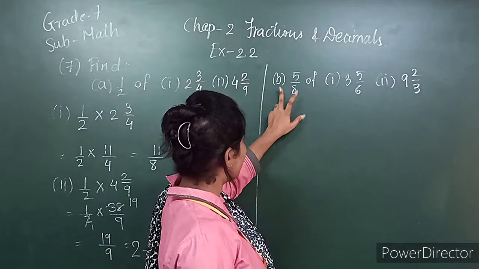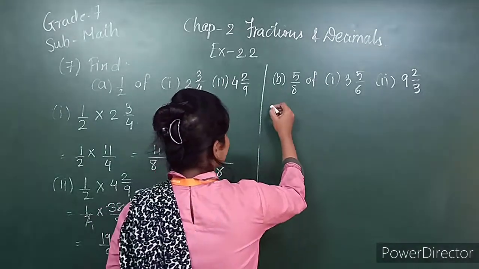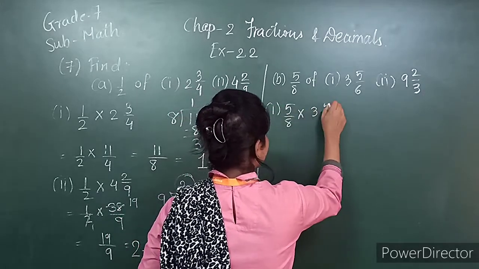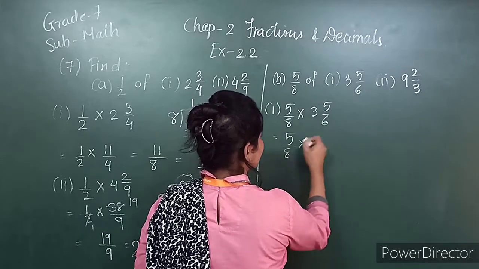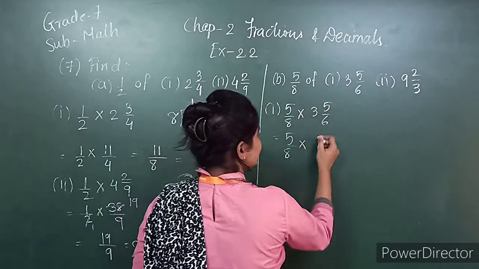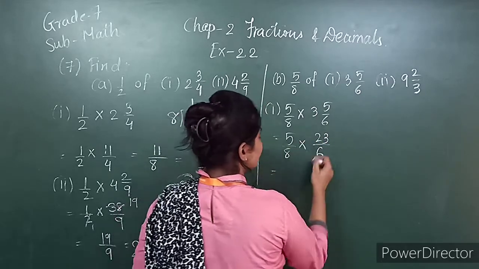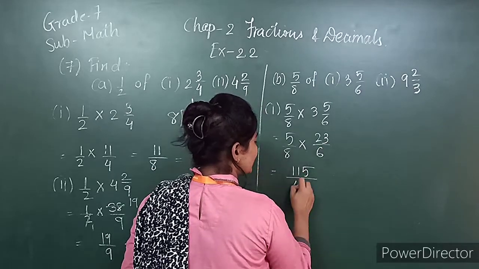Now question number B, 5 by 8 of 3 5 by 6 and 9 2 by 3. So let's solve the first one: 5 by 8 into 3 5 by 6. Here 6 times 3 is 18, 18 plus 5 is 23 upon 6. So 5 into 23 is 115 upon 8 into 6, that is 48.